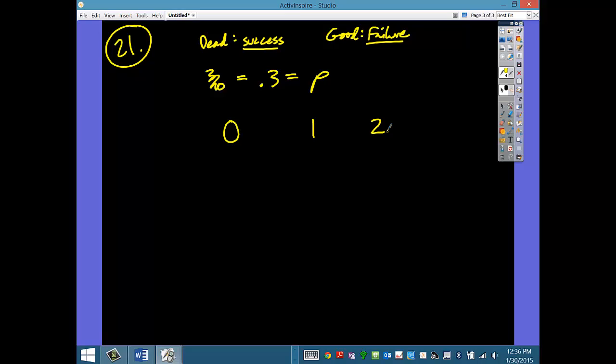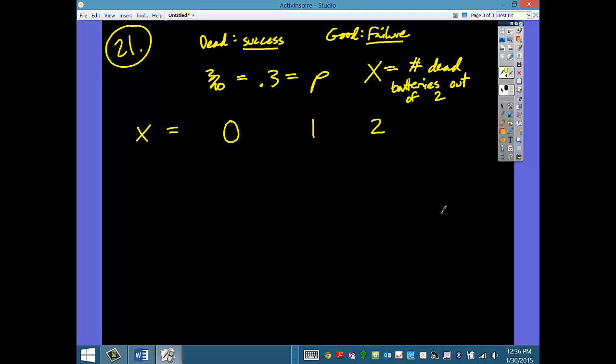So we could say, this is our x, and of course we want to officially define our x, and I'm sure you could think of what to write here. X is the number of dead batteries out of 2 that we select randomly. This is a binomial variable, right? Because they're independent trials. P is the same.